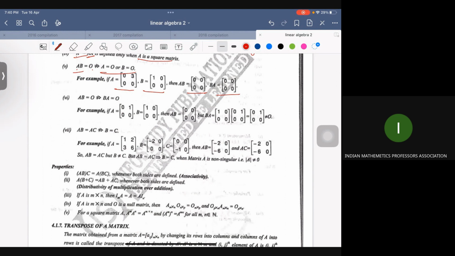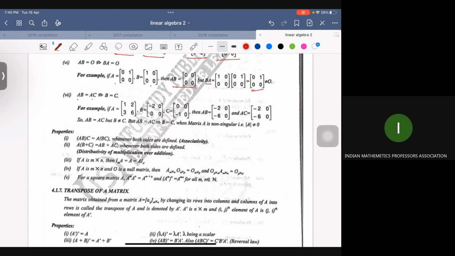If AB is a null matrix, BA is not necessarily a null matrix. For example, this is AB. Here AB is a 0 matrix, but BA is not a 0 matrix. So this is also not possible. If AB equal to AC, we cannot cancel like this. This does not imply B is equal to C.